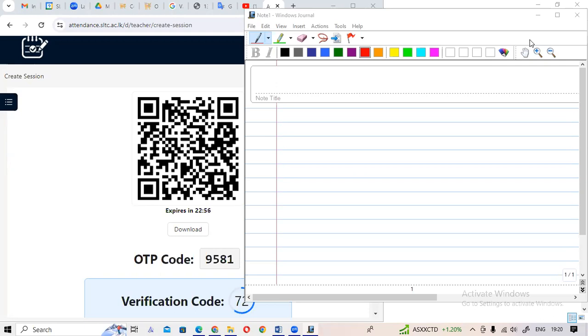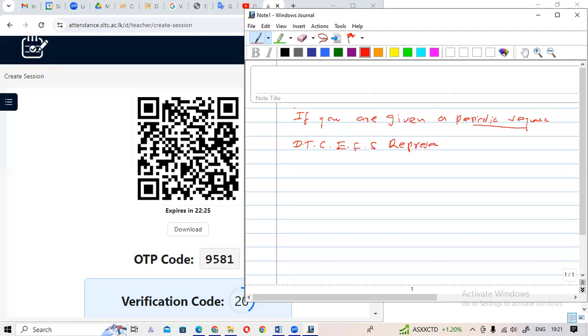Now, if you are given a periodic sequence, that is very important, you should be able to find the discrete time complex exponential Fourier series representation. Now this part you should be able to do.